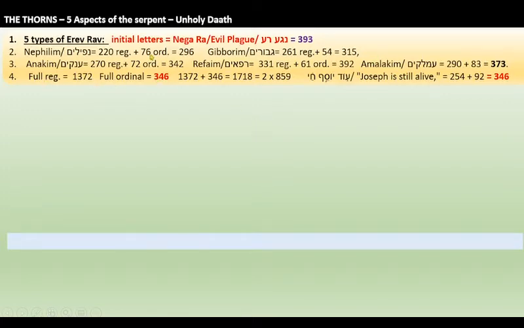They come to a full ordinal. So if you add all the ordinals up for those five, you get 346, which is exactly the same as Od Yosef Chai, Joseph is still alive. Okay, so they are opposite this truth.